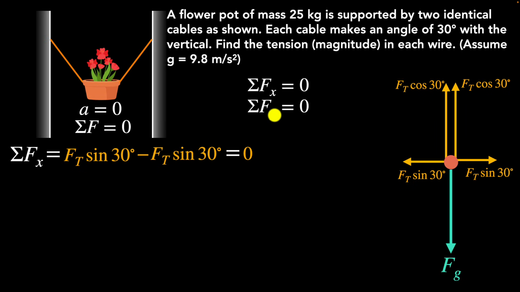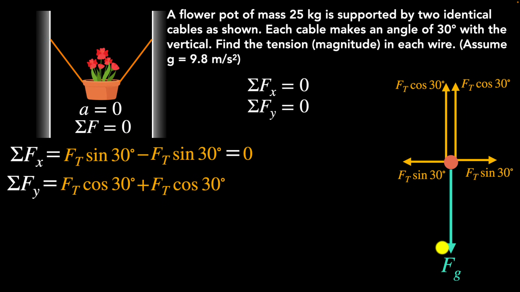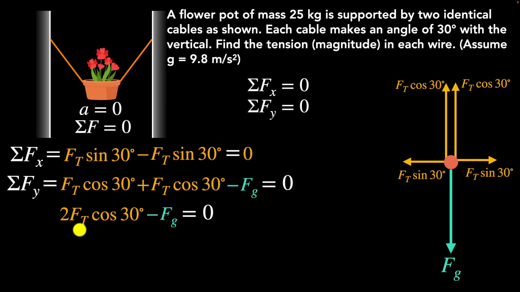So let's try the net force in the y direction. What's net force in the y direction? Well, we have these two forces. Let's consider upwards positive. So then these two will be positive, this will be negative. So I'll get Ft cos 30 plus Ft cos 30, positive values, minus Fg. And that should also be equal to 0. This gives me 2 Ft cos 30 minus Fg equals 0. From this, I can calculate what the force of tension is. I can just rearrange this equation and I get force of tension as Fg divided by 2 cos 30.